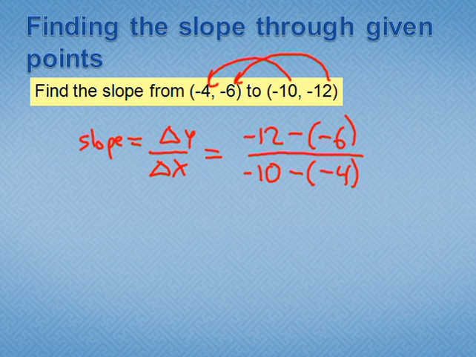Next, let's simplify these double negatives. We have negative and times negative is positive, so that changes to positive. Same here, a negative times negative is positive. So we've got negative 12 plus 6 is negative 6 over negative 10 plus 4 is also negative 6. And so this slope also happens to be 1. Done.